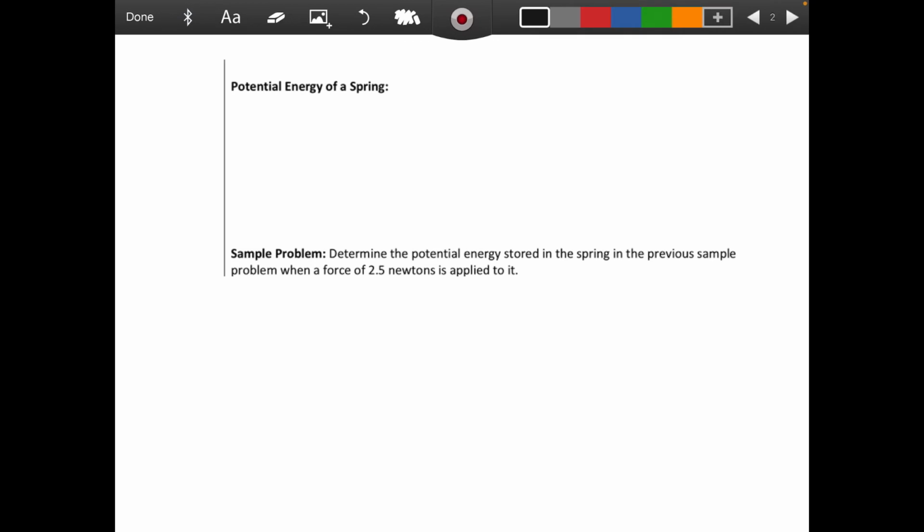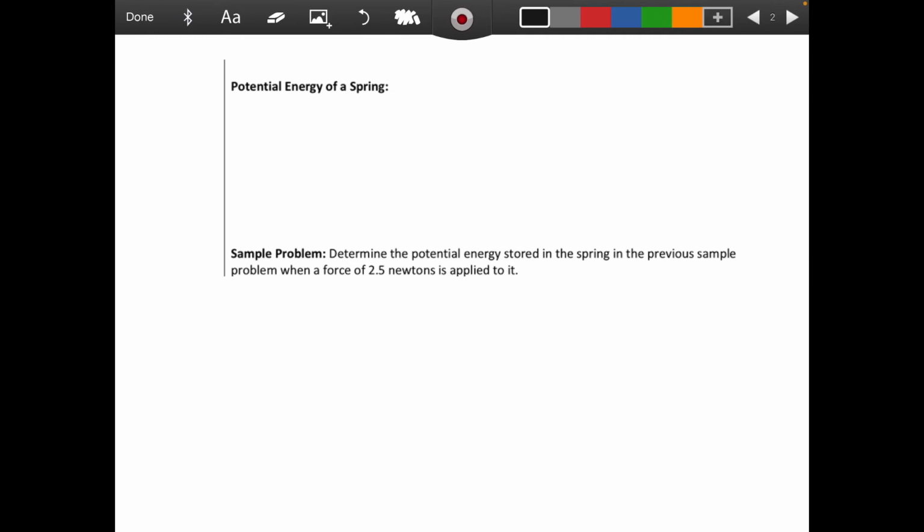Okay? And the last thing that is involved with Hooke's law and springs is the potential energy stored in the spring. And like we said, that's due to a position or a condition. So potential energy of a spring is not going to be due to the height, but it's going to be due to the spring constant and the amount that it's either compressed or stretched.